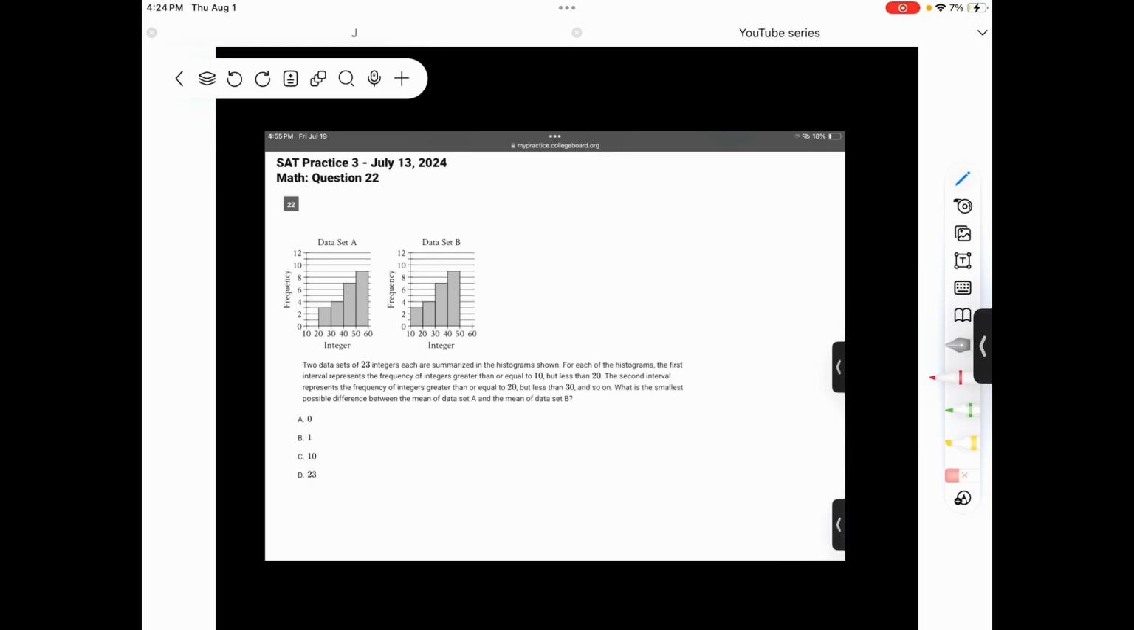Two datasets of 23 integers each are summarized in the histogram shown. For each of the histograms, the first interval represents the frequency of integers greater than or equal to 10 but less than 20. The second interval represents the frequency of integers greater than or equal to 20 but less than 30, and so on. What is the smallest possible difference between the mean of dataset A and the mean of dataset B? So the goal of this question is to minimize the difference of the mean of dataset A and the mean of dataset B.